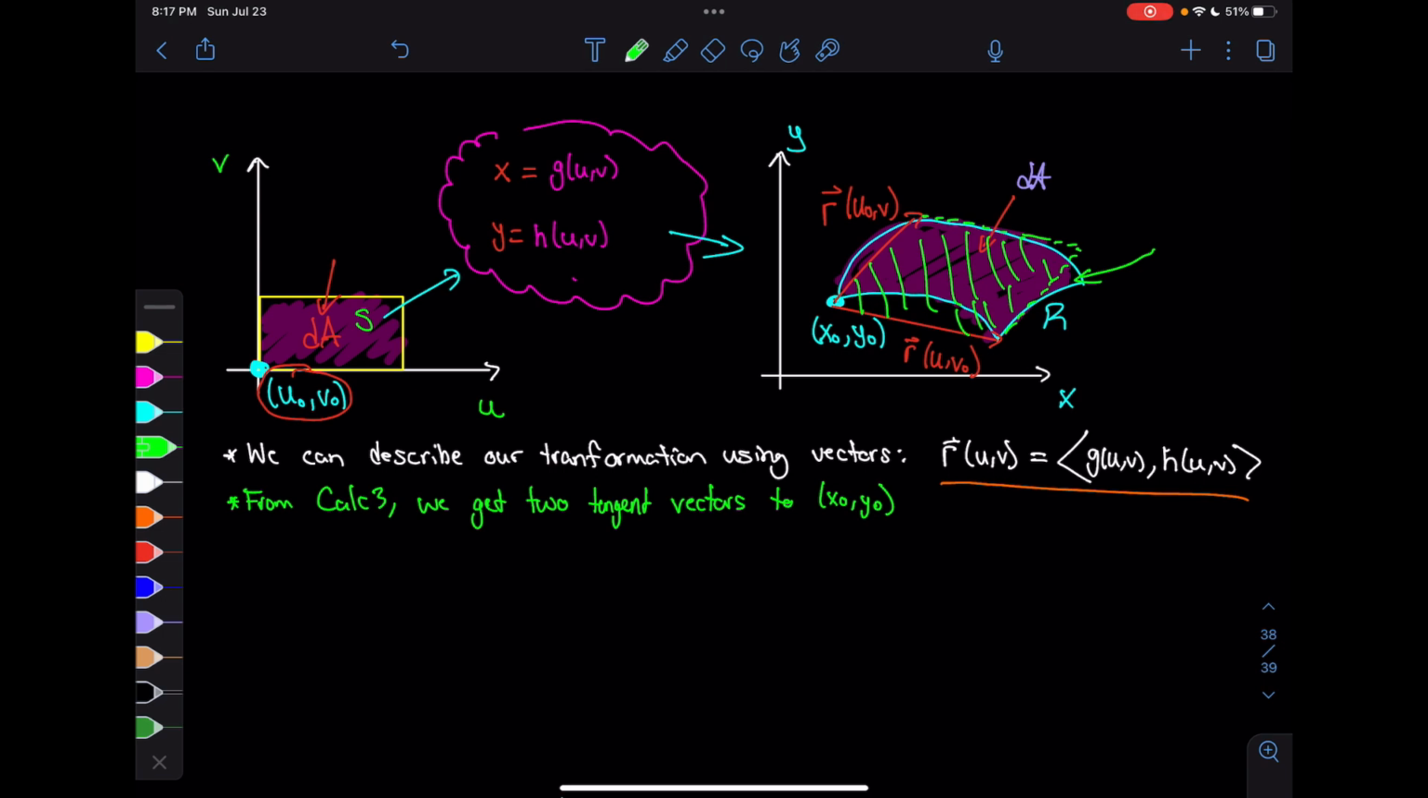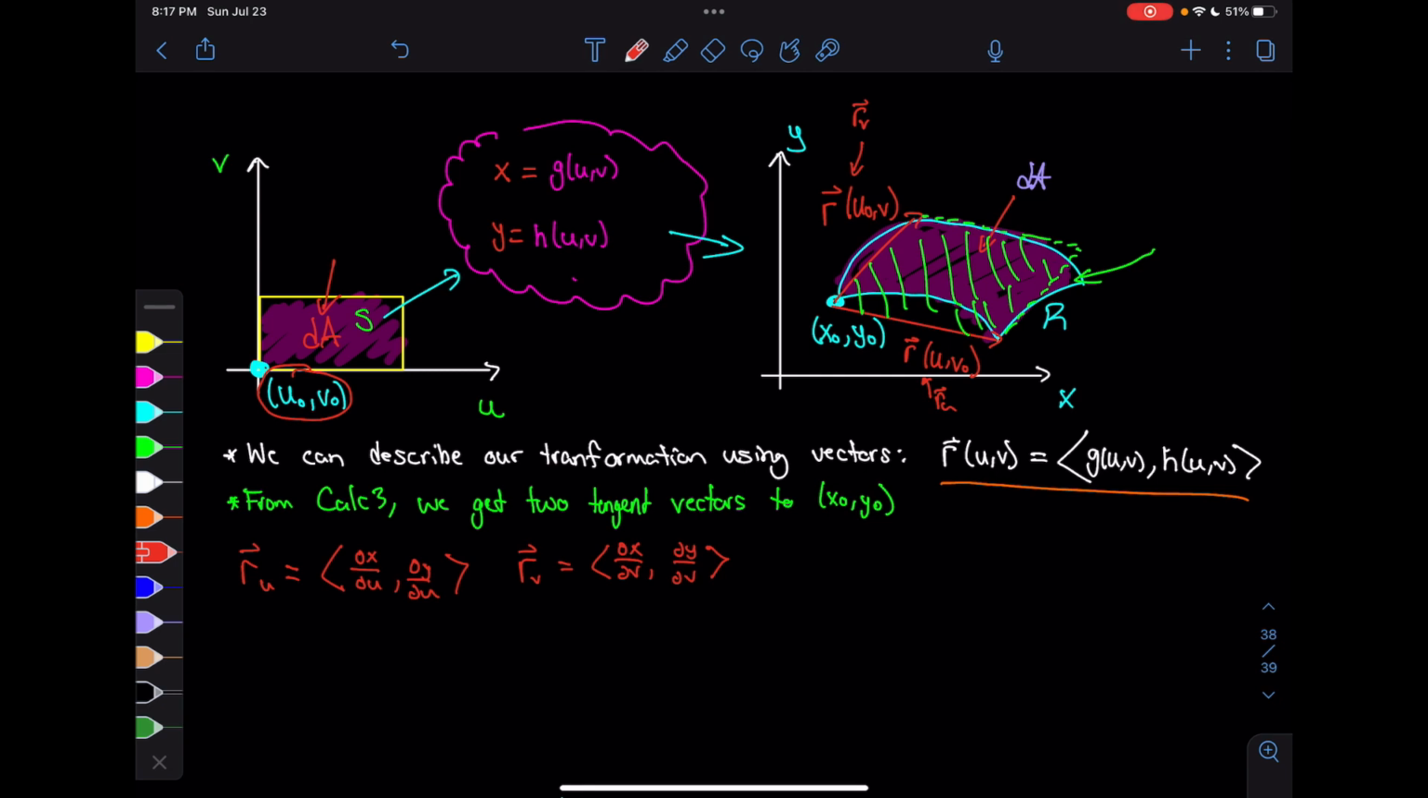Okay, so what are those two vectors, by the way? What are these r sub u's and r sub v's? This right here is r sub v, and this vector right here is r sub u. What is that? Well, let's remember r sub u is going to be equal to the vector. Let's take some partial derivatives, and we're going to get dx du and dy du. And then if we take the partial derivative with respect to v, our other vector should be dx dv and dy dv.